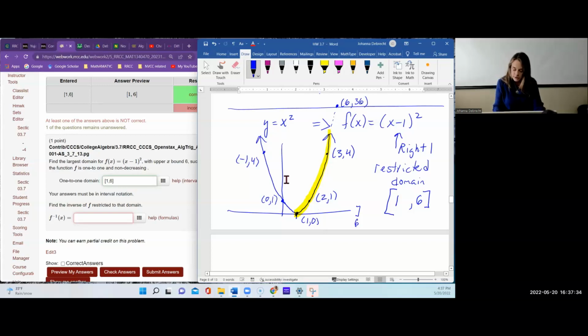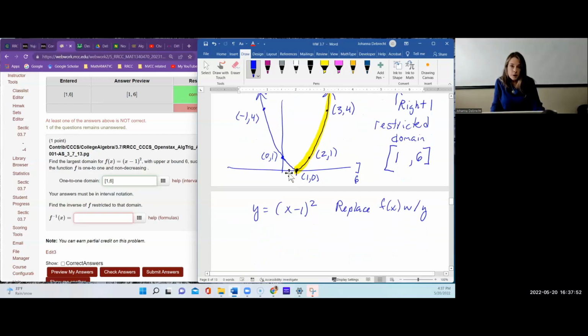Let's find the inverse now. Remember that step 1 is to replace the f of x notation with y. This gives us y equals the quantity x minus 1 squared. This is ideal for solving with the square root property. But first, we need to swap the x and y variables. So we swap x and y, and we label it inverse so that we don't get nervous on the test and accidentally swap back again.